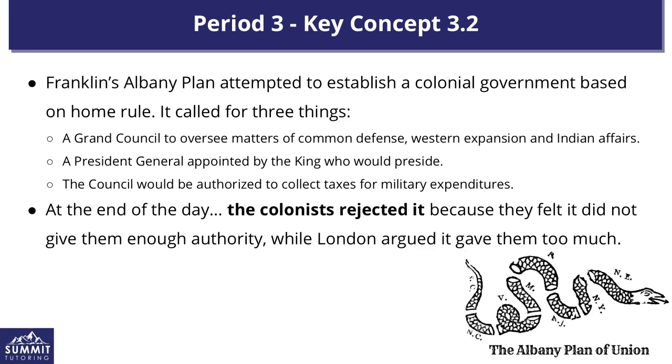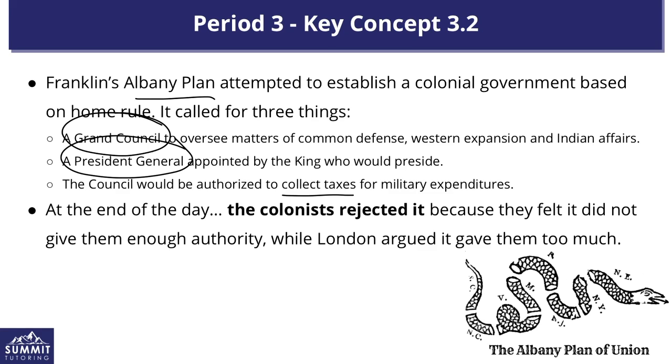So now we're going to shift a little bit, and we're going to see Franklin's Albany Plan. This is going to be important. So Franklin's Albany Plan attempted to establish a colonial government. And he wanted three things out of this. He wanted a Grand Council, he wanted a president, and he wanted the council to be able to collect taxes. So this Grand Council was going to oversee matters of defense, expansion, and policy in working with the Native Americans. We're going to see a president that's going to be appointed by the king who would oversee all of this.